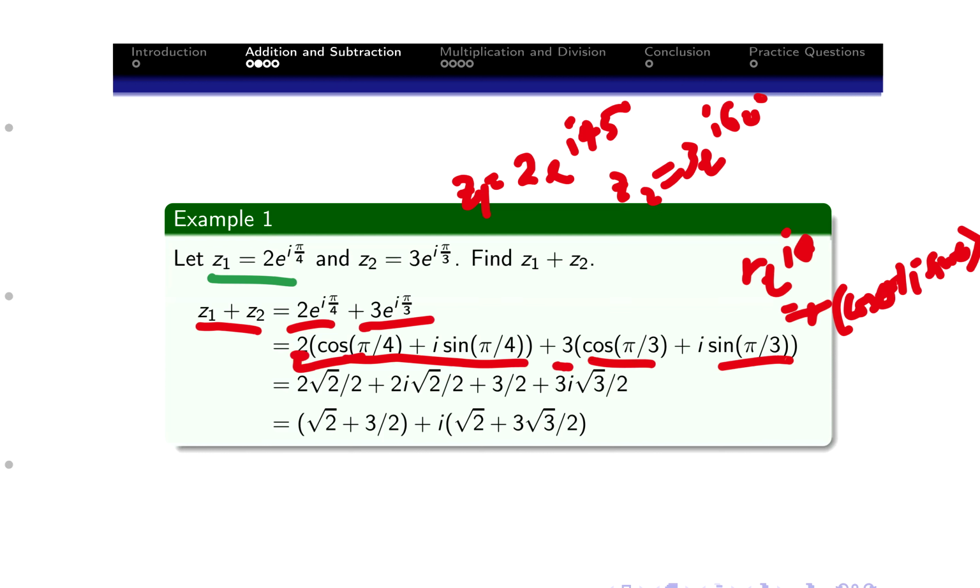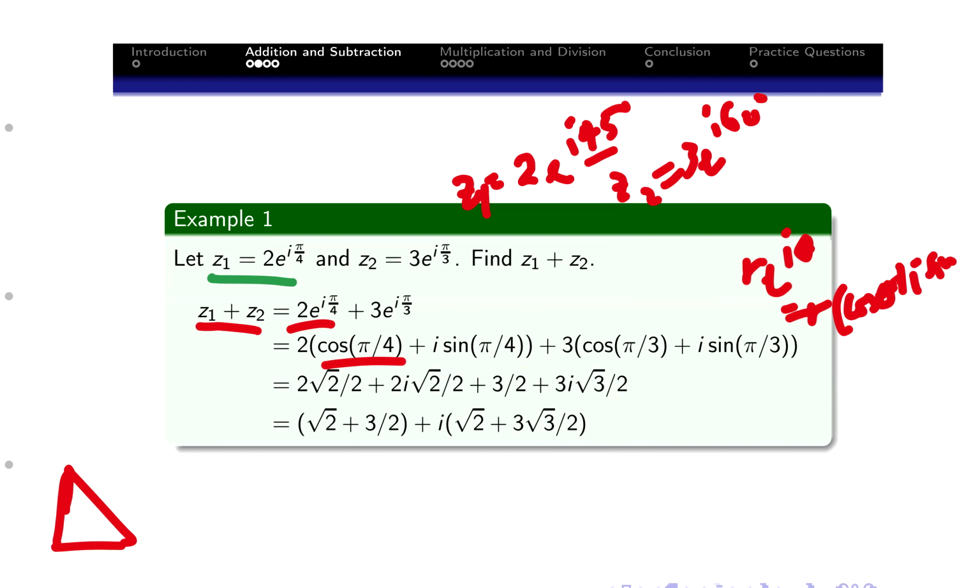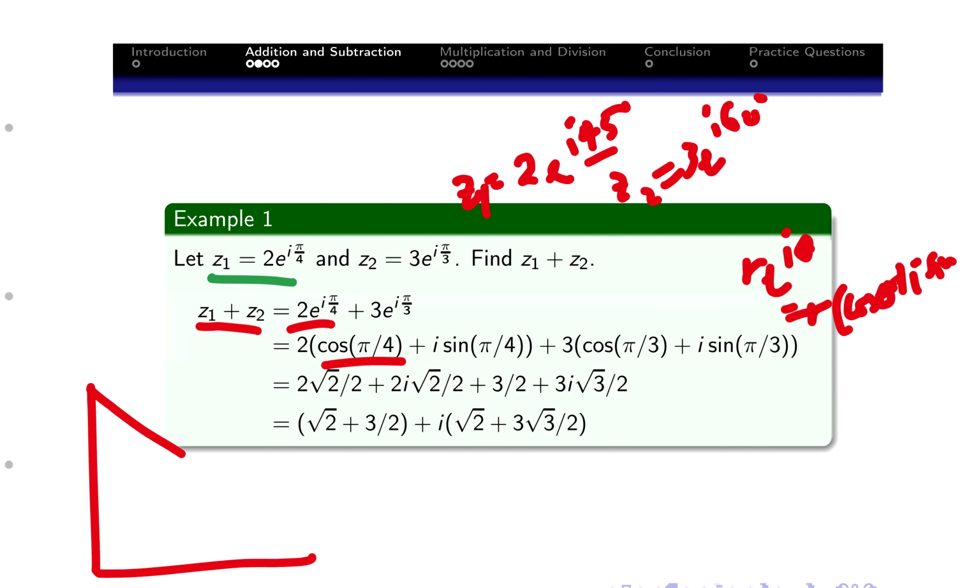Now, cos pi over 4: pi over 4 is 45 degrees, and it's a special angle. The way we deal with that is we consider a special right-angled triangle where we have this angle to be 45 degrees and this other angle again to be 45 degrees. That's looking too small. Let me draw a bigger triangle so we can visualize properly. It's not looking like a triangle, but you get the gist.